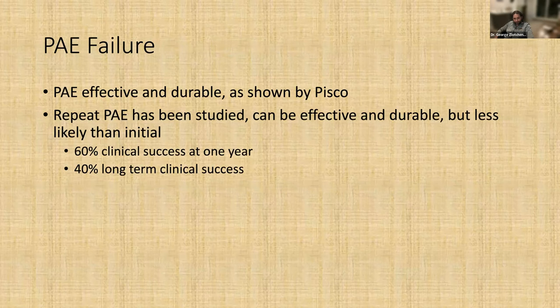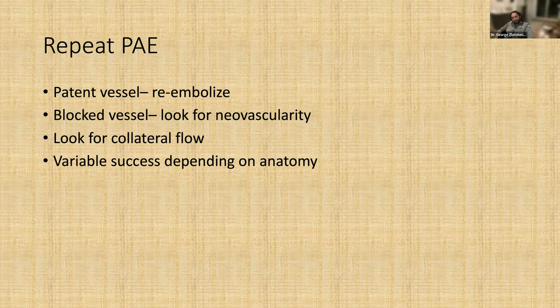So this is a PAE failure. Again, that's rare. I'm going to kind of skip that. If you ever have to repeat PAE, I haven't had to yet, but I may. So look for that patent vessel in case, for some reason, your embolics didn't stick, and you may have to re-embolize. Look for neovascularity if your prostate arteries are well embolized. Look for other collaterals. Repeat PAE is a little controversial. It has variable success depending on anatomy, but I think it's worth a try, especially in patients that are high-risk surgical candidates or don't want surgery. You're not really going to lose much by trying it again.